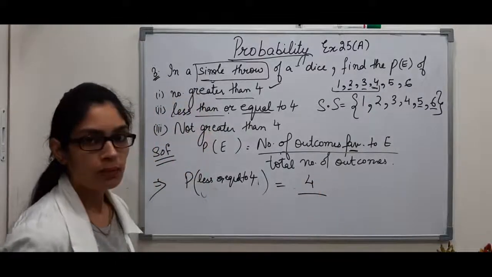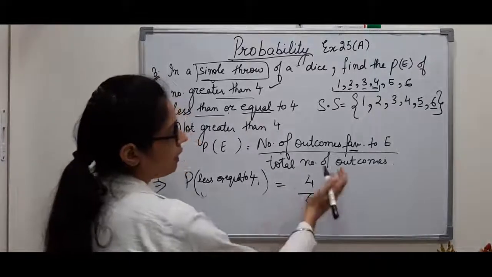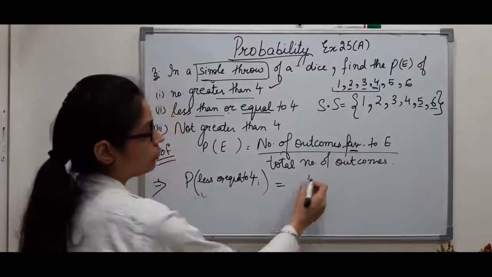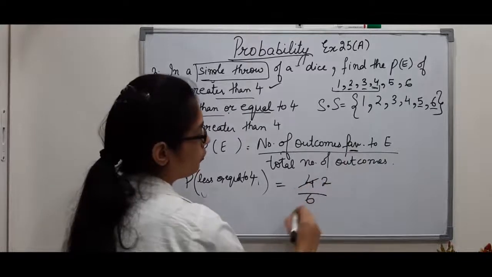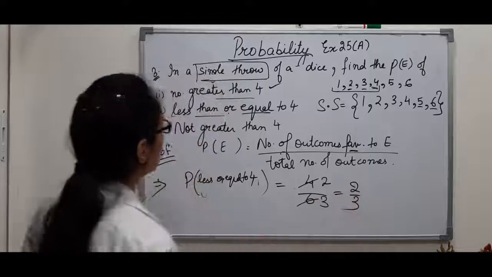Total number of possible outcomes will remain the same. So I will write 6, because I have total number of possible outcomes 6. So it will be 2 into 2 is 4, 2 into 3 is 6. So it is 2 by 3.